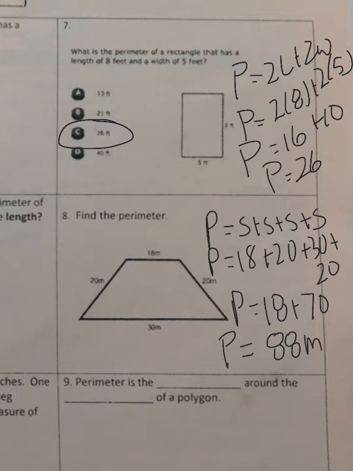Number 8, fill in the blanks. Perimeter is the blank around the blank of a polygon. Perimeter is the distance around the outside of a polygon.